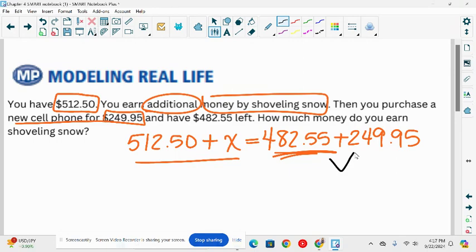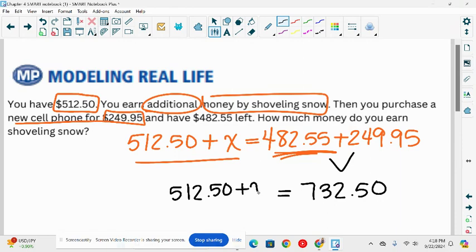So we have $482.55. Y'all put this in your calculator, and we get $249.95 on the cell phone, which means we started out with $732.50. So I know that I had this amount, I had $512.50 to start with, plus my shoveling snow money to give me this.